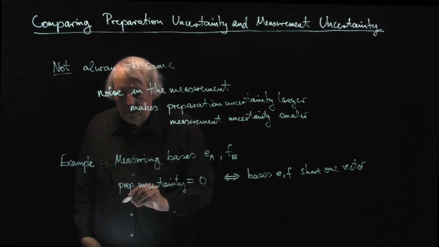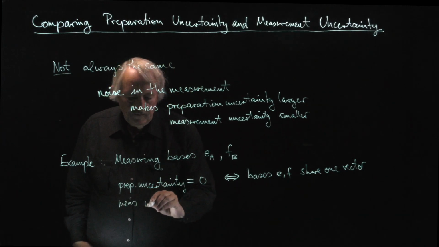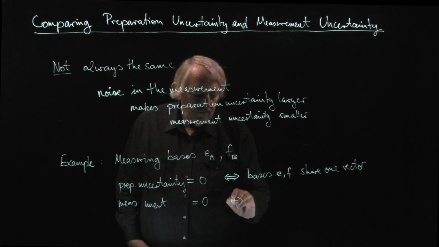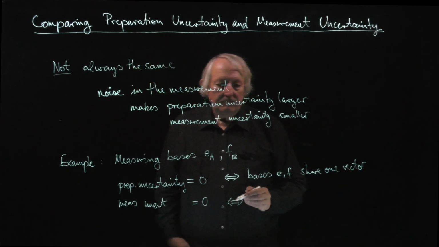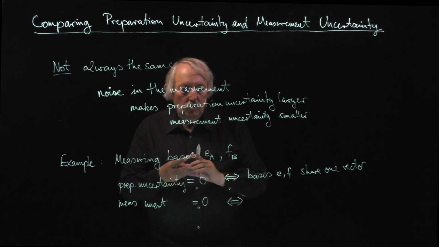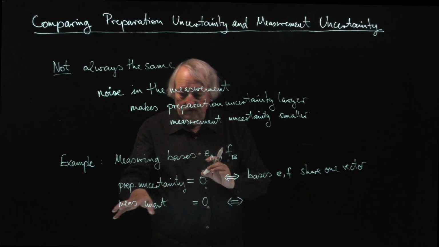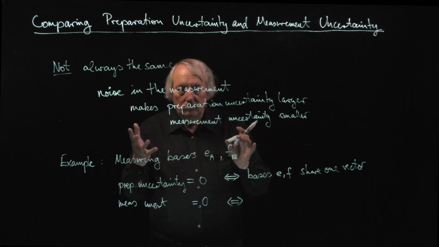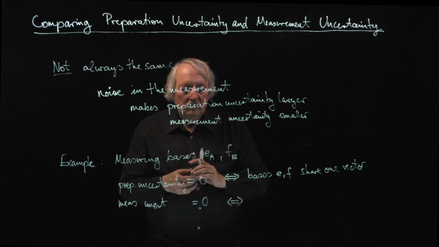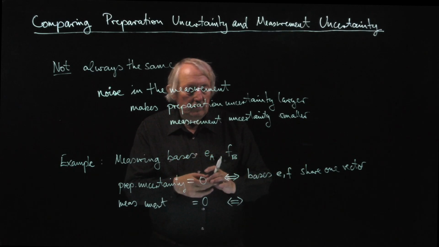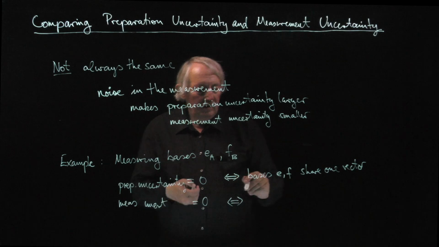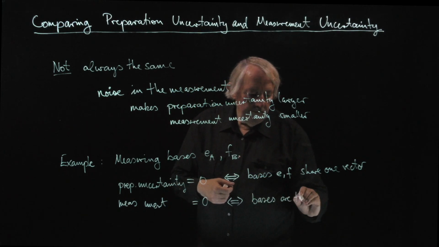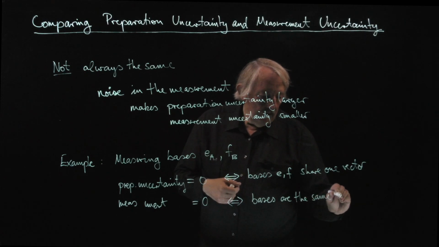Now, measurement uncertainty is 0 if and only if. Well, we know that in general, joint measurability, that would be the case of measurement uncertainty 0, for projection valued measures just means that they commute. And so if the two bases commute, they just have to be the same, right? So bases are the same up to permutation.